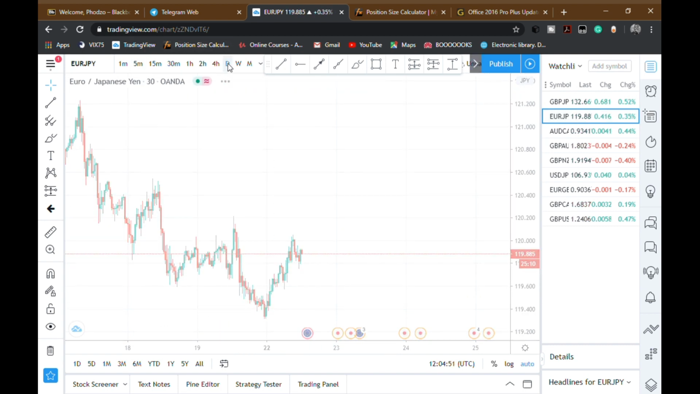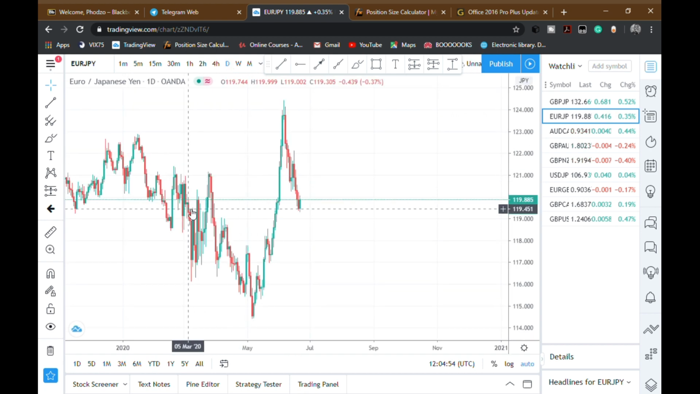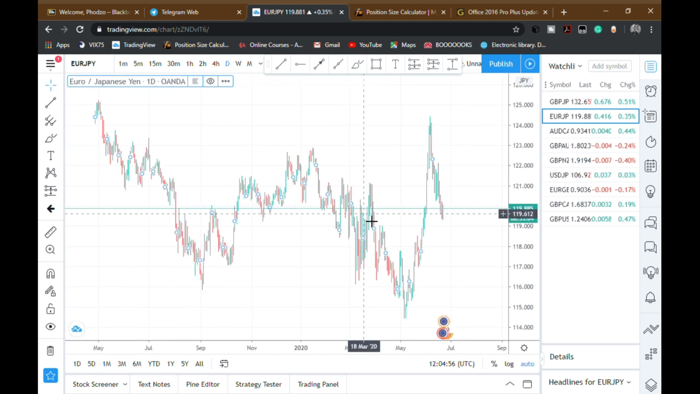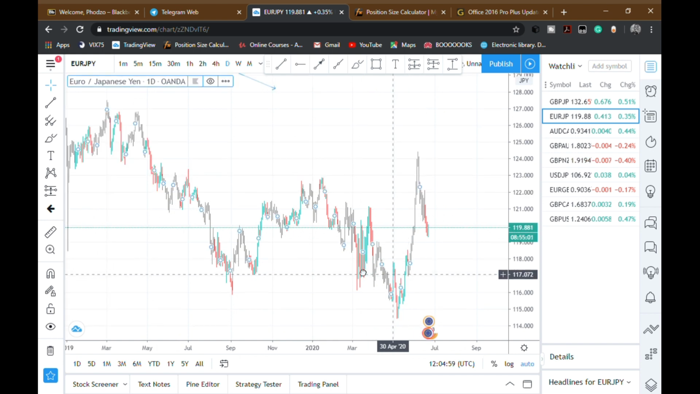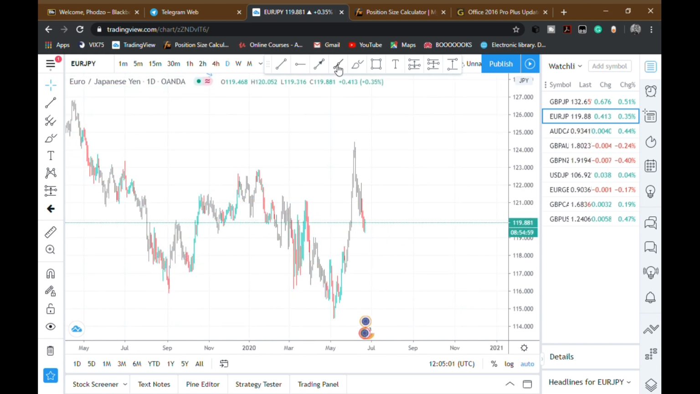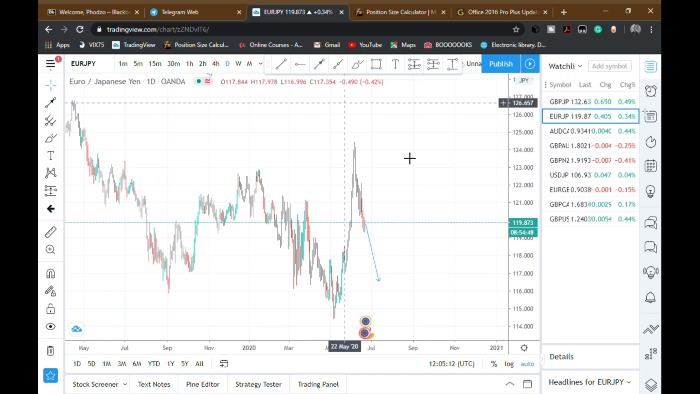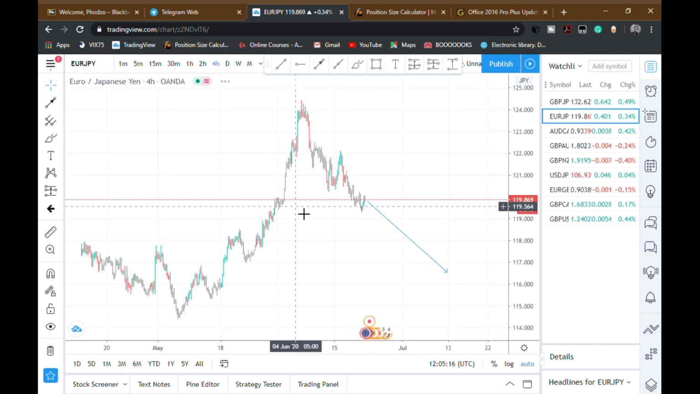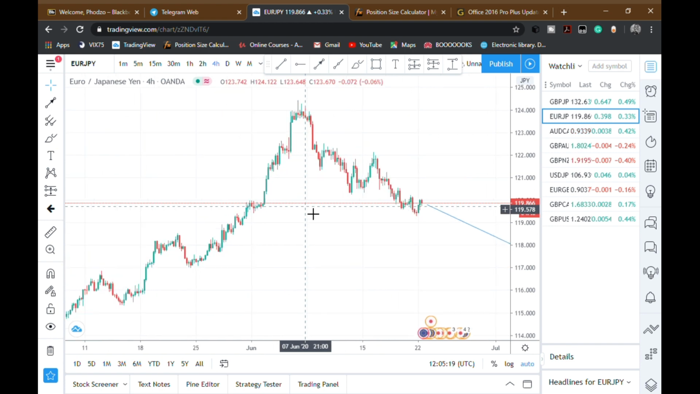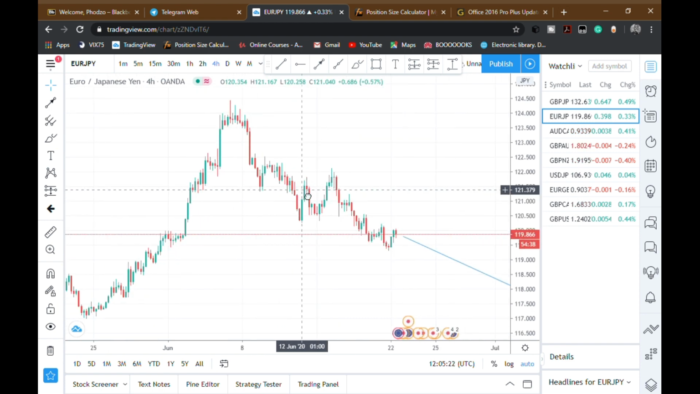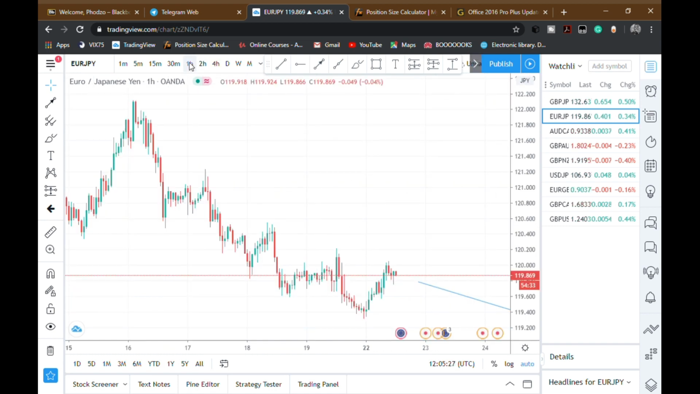Here on daily on Euro JPY, it seems like it's still going down. So here on daily, I'm just going to assume the trend is still continuing down until proven wrong. So I'm just going to continue trading with the downtrend. Let's switch down to a lower time frame.